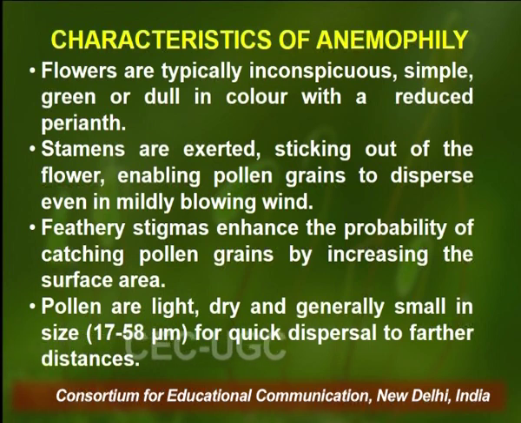Stamens are exserted, that is, mostly they are sticking out of the flower, which enables the pollen grains to disperse even if the wind velocity is very, very low. Stigmas are feathery. Now, these feathery stigmas are again an adaptation for wind pollination, because by being feathery they increase the surface area. When the surface area increases, the probability of pollen landing on the stigma is manifold.